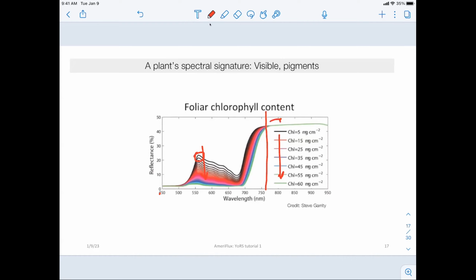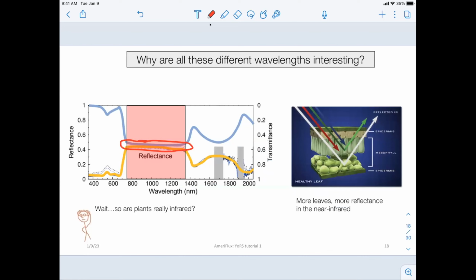You can see changing chlorophyll content doesn't impact the near-infrared part of the spectrum at all. When we jump to the near-infrared, typically there's no light absorbed by plants. You can see that the transmittance line in blue and the reflectance line in gold sort of match each other. Typically plants reflect anywhere from 30 to 65% of the light back to the sensor and back into the atmosphere, and that's typically due to leaf structure.